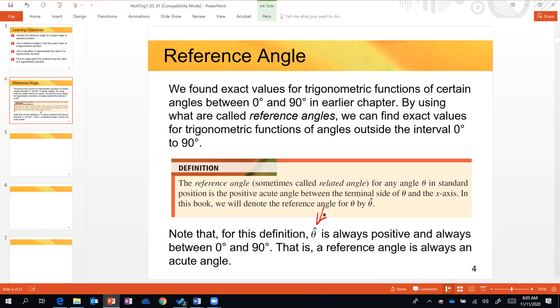And so Theta Hat, is it just a dash over the top? It's not the straight dash, it's almost like an upside down V, just a small little upside down V. And so this guy is going to be a reference angle. Notation, and names for things. Yeah.